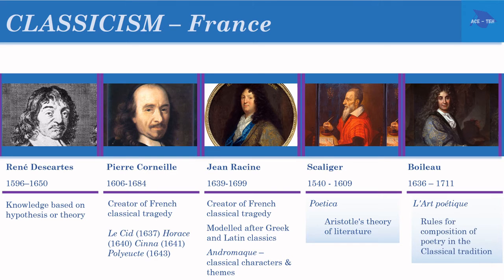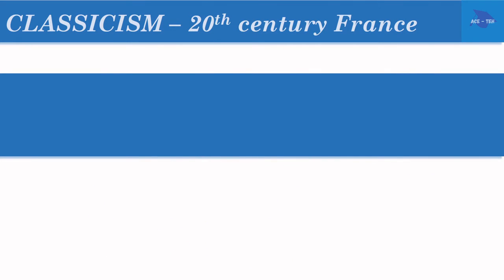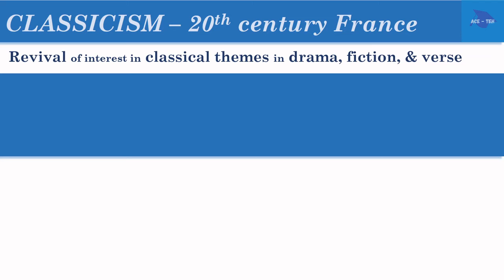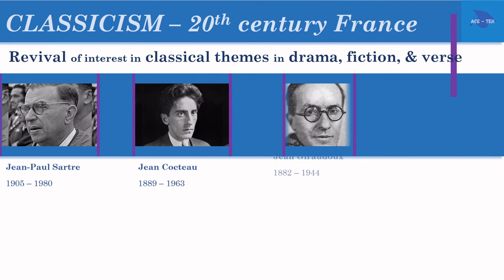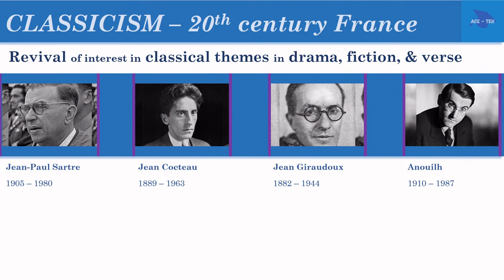It set out rules for the composition of poetry in the classical tradition. There was a revival of interest in classical themes in drama, fiction, and verse in the 20th century, especially in French drama and the plays of Sartre, Cocteau, Giraudoux, and Anouilh.